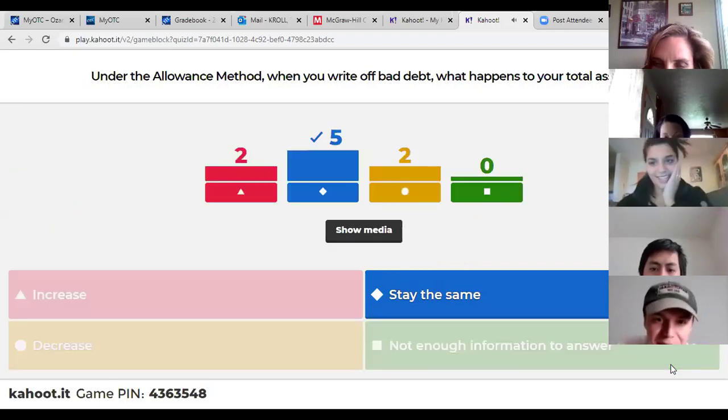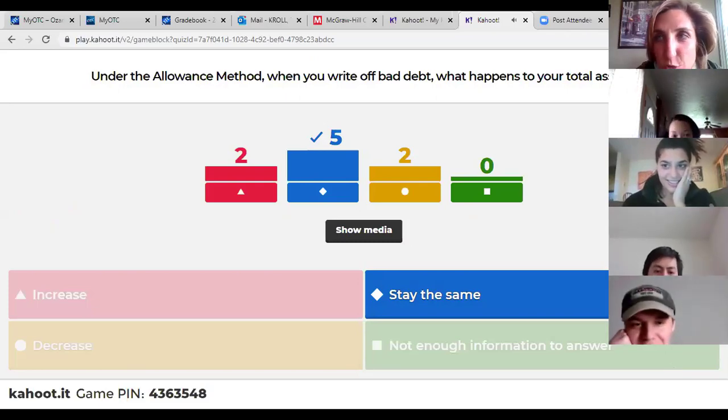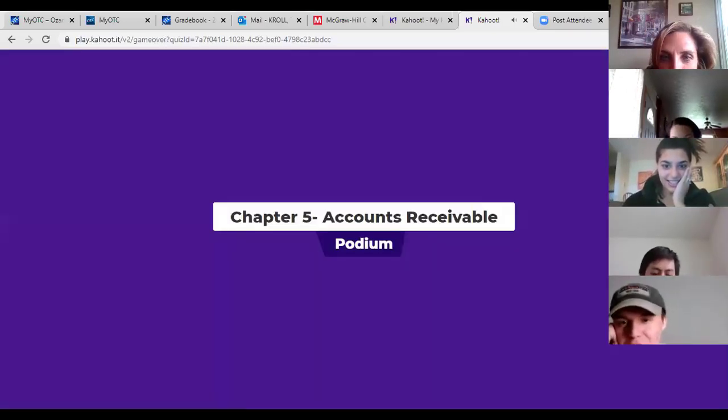Stay the same. One asset goes up and one asset goes down when you do the write-off entry. So the raccoon is the winner.